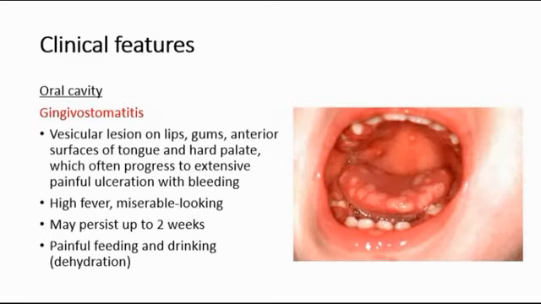The clinical features of herpes simplex virus infection include some features at the oral cavity, which is gingivostomatitis, the most common form of primary HSV illness in children, mainly age range from 10 months to 3 years old. In gingivostomatitis, there will be vesicular lesions seen on the lips, the gums, the anterior surface of the tongue and hard palate, like shown in this picture over here. This often progresses to extensive painful ulceration together with bleeding.